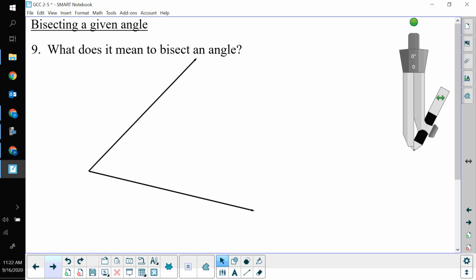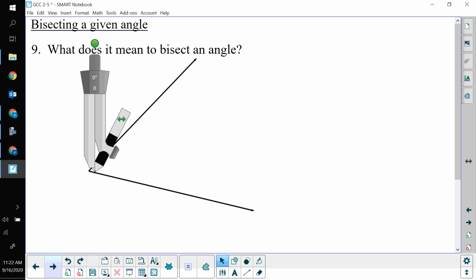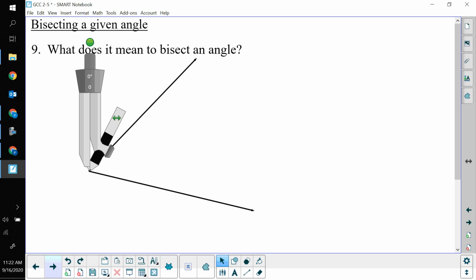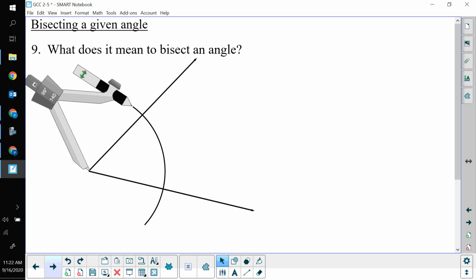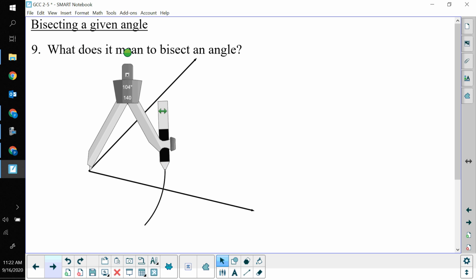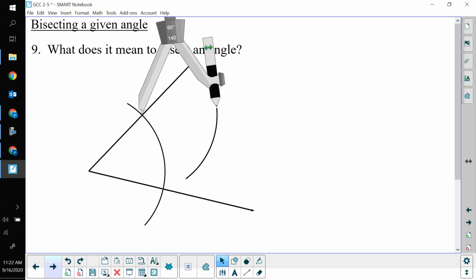So one last construction for today is the angle bisector. It's another common construction. So angle bisector cuts an angle in half. So we start out and we put our point on the vertex and open up our compass and do any convenient arc. And then what we do is we go to each of our intersections and we do a little swoop towards the middle.